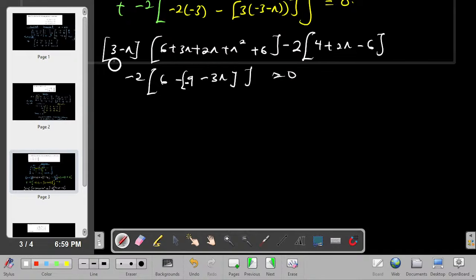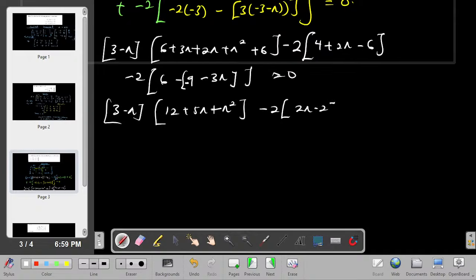At this point, still keep this open. 3 times this, right? I'll have 6 plus 5 lambda. Remember, there's a 6 under it. Let me make it 12 straight away. We have 12 plus 5 lambda plus lambda squared, minus 2 open brackets. This is 4 minus 6, which is negative 2. So 2 lambda minus 2. And finally minus 2 open brackets, 6 plus 9 plus 3 lambda, right, is equal to 0.